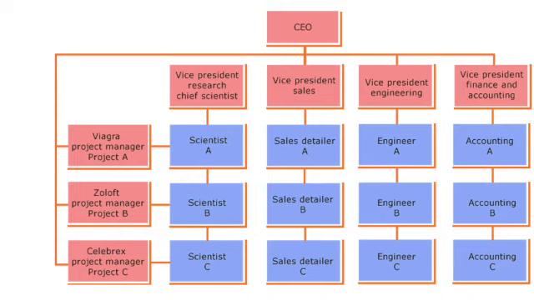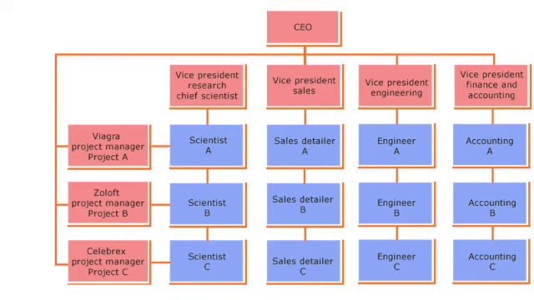So for example, you've got one project, let's say Project B, and Project B is focused on managing the scientist B, sales detailer B, the engineer B, the accountant B, but all of those individuals are also working for the research team, the sales team, the engineering team, the accountant team, and they've all got their own objectives, what they're trying to achieve, and there's going to be a conflict.